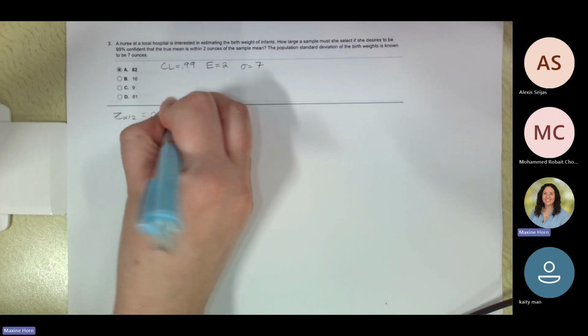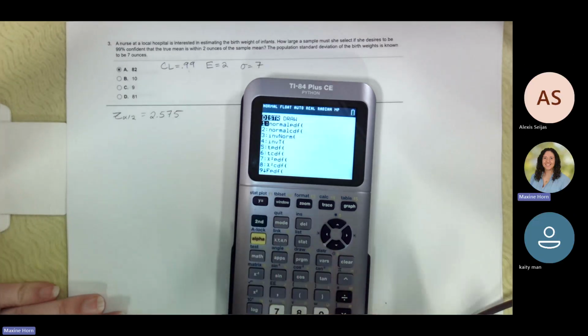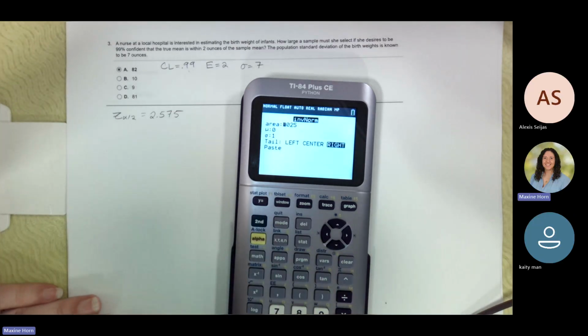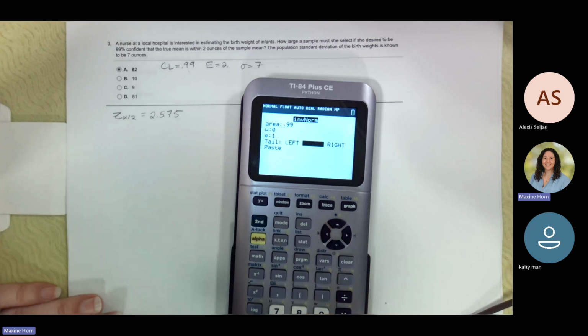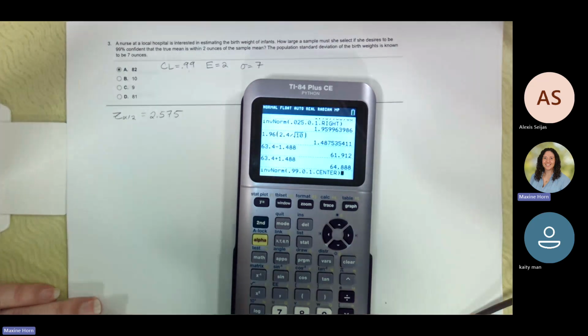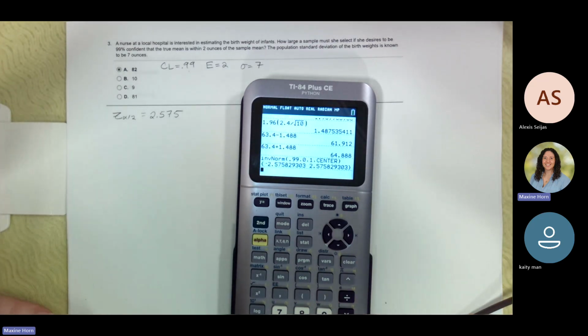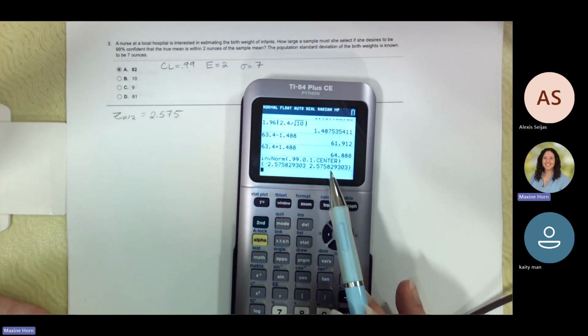Great. But just for illustrative purposes, if we were going to do it in the calculator, second vars, inverse norm, the area in the middle is 0.99, and this is the area in the center, right? If I don't want to have to do any extra calculations, I'm just putting my confidence level in the center, and it's going to tell me my positive and my negative z-scores, right? Now, you might look at this and say, hey, wait a minute, if I went to 3 decimals, I would actually be rounding to a slightly different number.